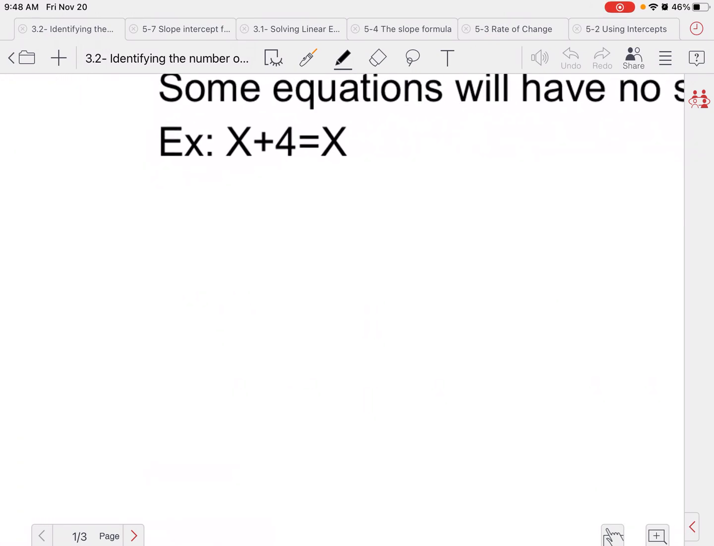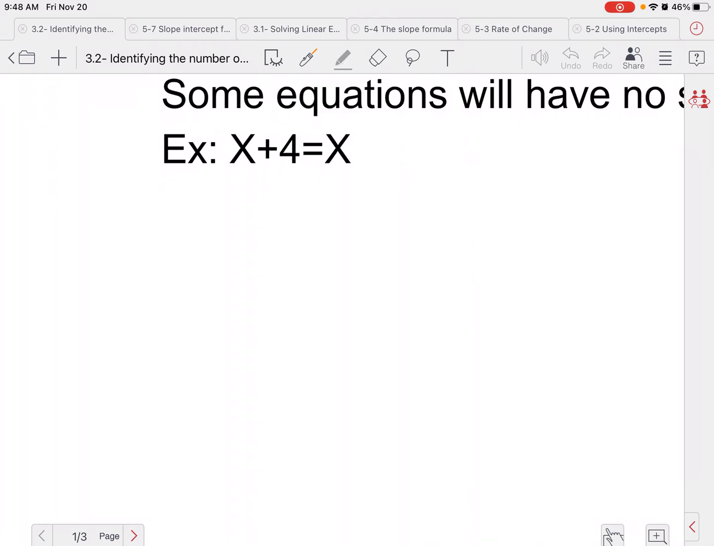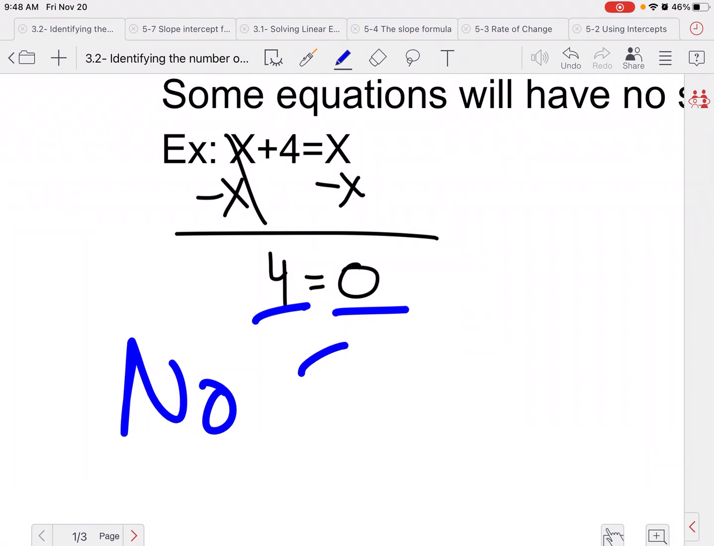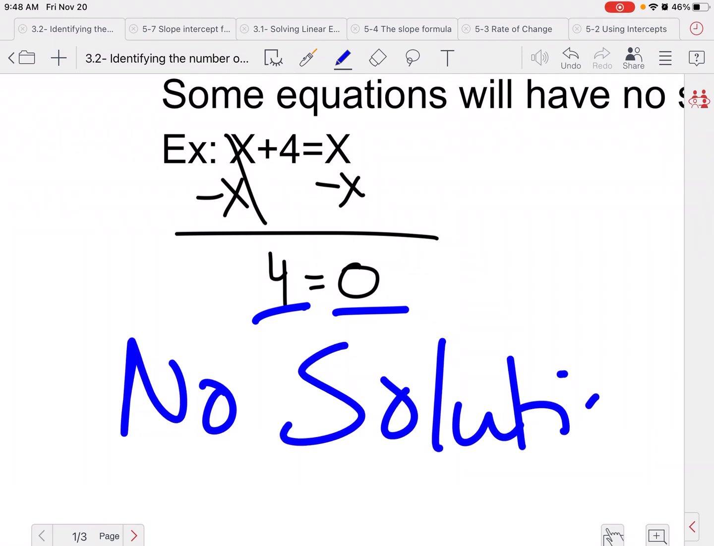So if I'm going to solve this problem, I want to get my x's together. So I would subtract x from both sides. Well, this x and x cancel, so I'm left with 4 equals, well, x minus x is 0, right? And since there's nothing left on the right-hand side, I want to write the actual 0. Now notice, 4 will never equal 0. That's not a true statement. So as soon as I see a not true statement, there is no solution.